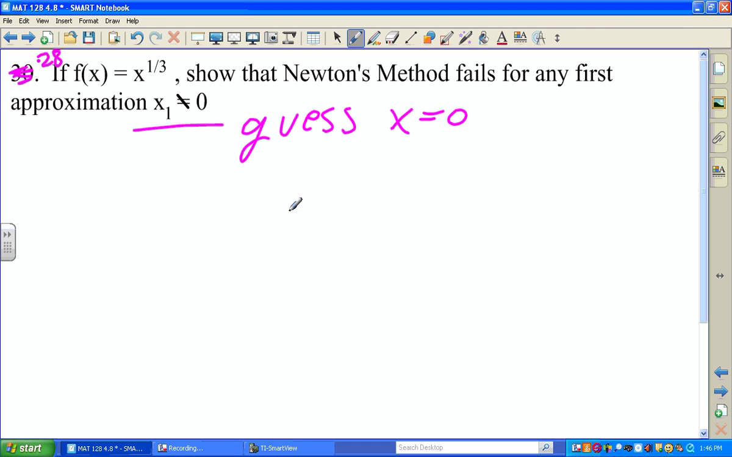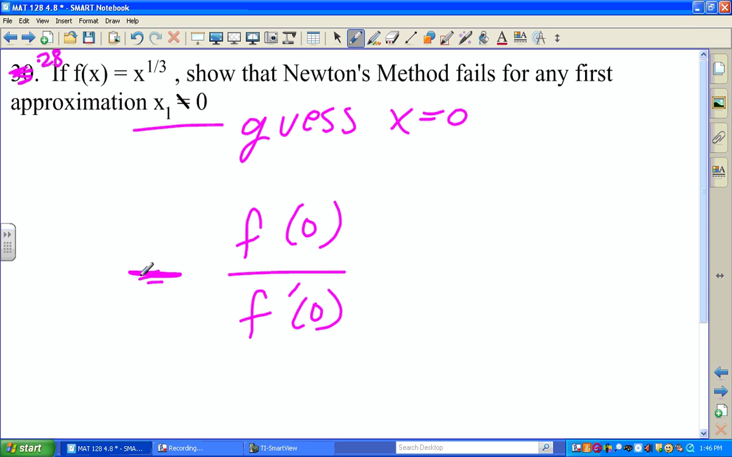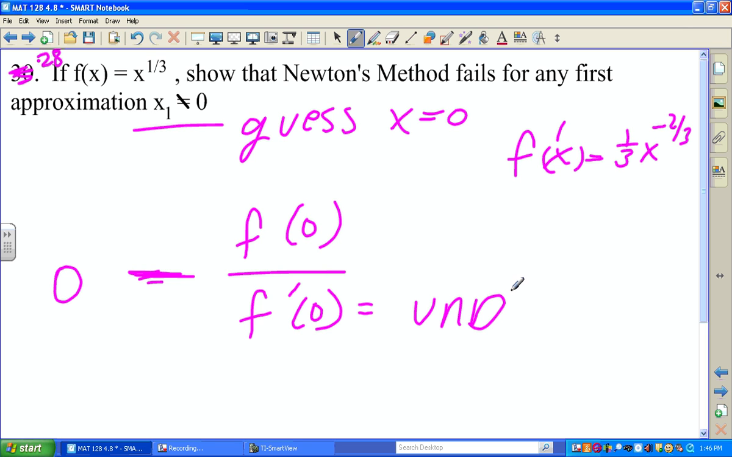Mark? Right, you'd have something undefined. What did you say, Mark? If you put 0 in what? Well, actually, you don't even have to go that far, because the derivative value is going to be undefined to begin with. You have a number to a negative exponent, so it's going to be undefined. Okay? So that's pretty good.